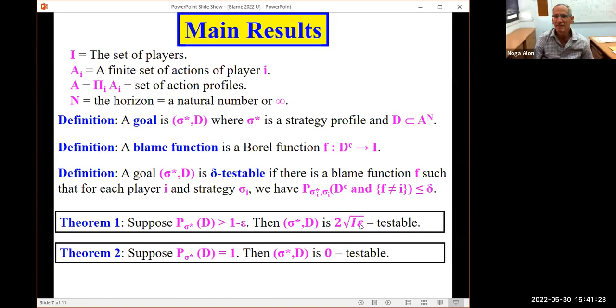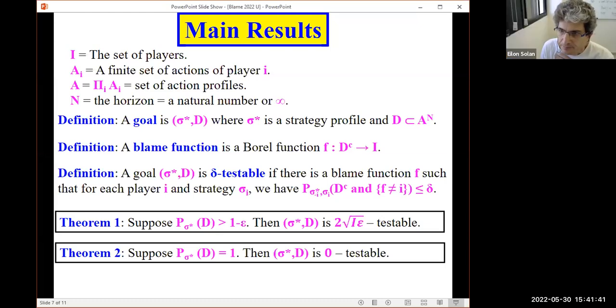Yes, Noga. In the first example you described, the square root epsilon is essentially what you get. The constant is not tight, but the square root epsilon behavior is there. So this is the first example.